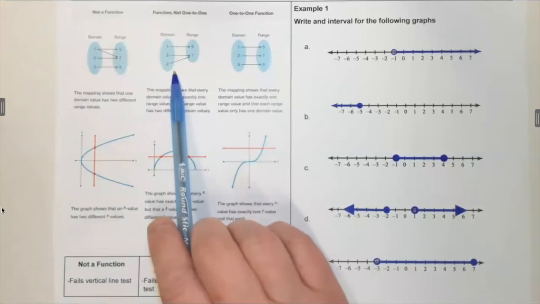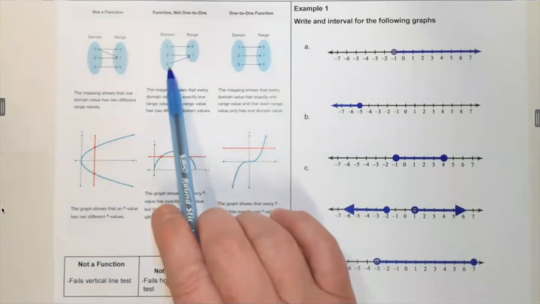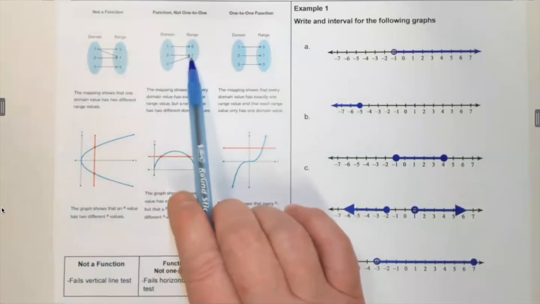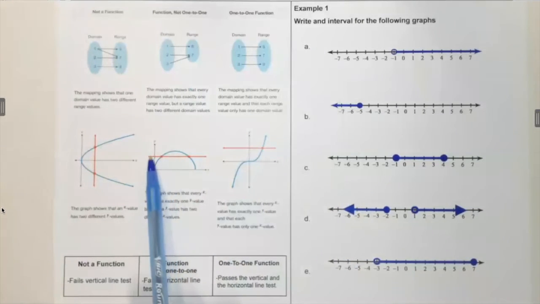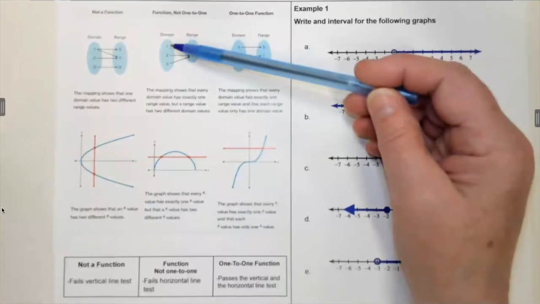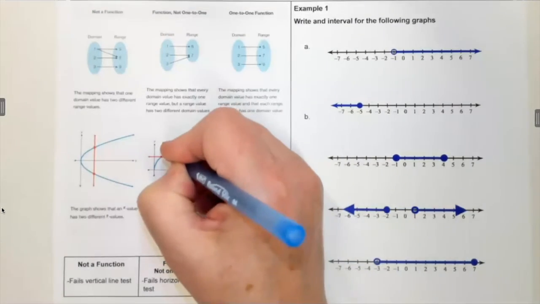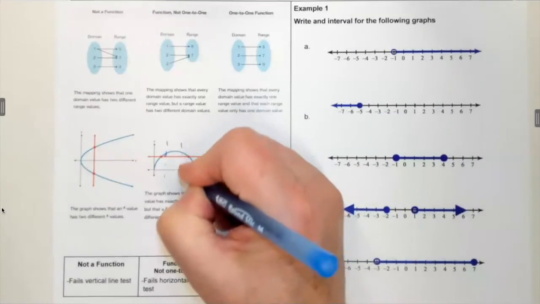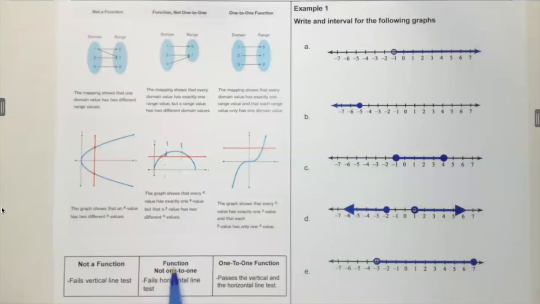The second function, we see we have no repeating x values, but we do have the x values going to the same y values. What does that mean for our picture? That means when I do a horizontal line test, it is not one-to-one. This is a function because there are no repeating x values. I could do a vertical line test on this and it would pass, but it fails the horizontal line test. This function would be said to be a function, but it is not one-to-one.